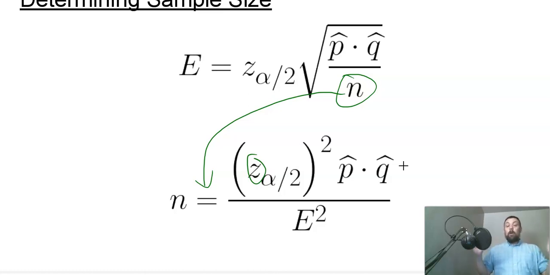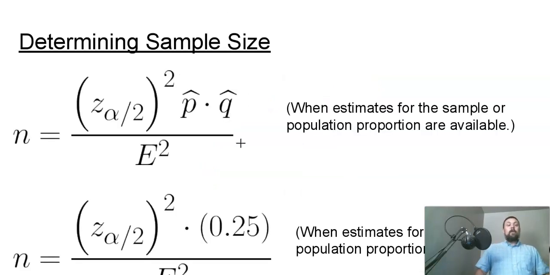If we don't know what p hat and q hat are, we're just going to use the worst case scenario, 50-50, and just get the biggest sample size that we would possibly need to get the margin of error that we want. All right.